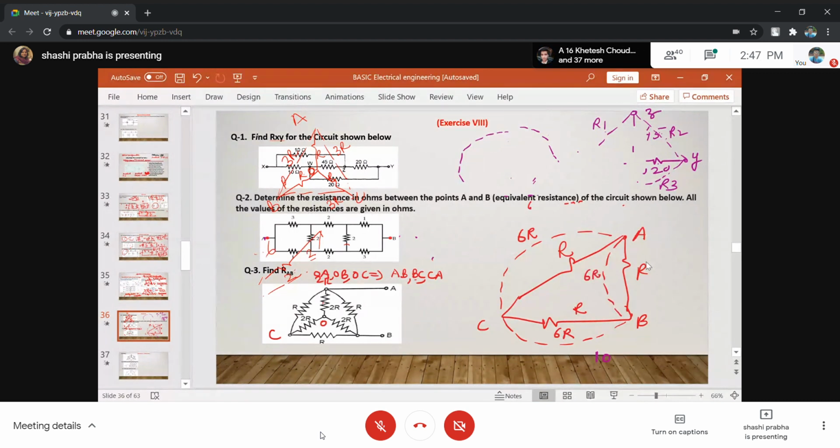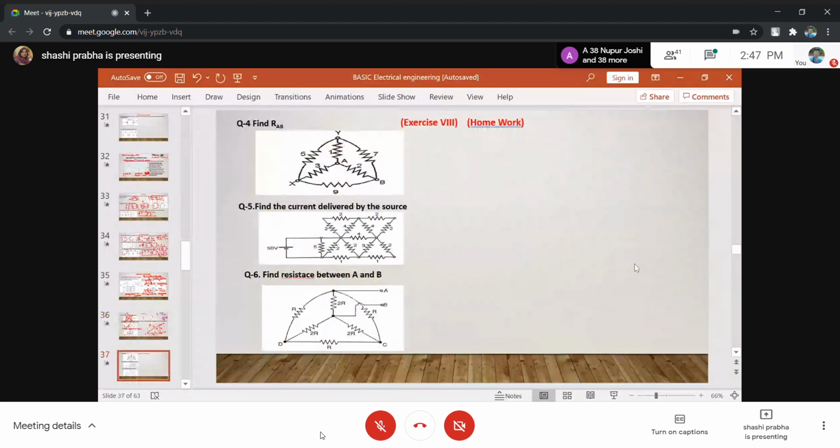Is it? So what is the resistance between A and B? 6R and R in parallel. This is 6R into R upon 7R. This combination is 6 upon 7R. This combination is 6 upon 7R. This 6 upon 7R and this 6 upon 7R is in series. Then this 12 upon 7R, and this 6 upon 7R is in parallel. So can you find this resistance between A and B? Yes. Similar, in the similar line, look at this numerical.